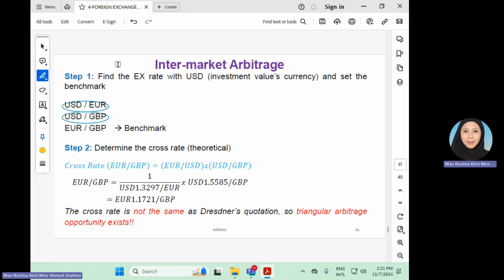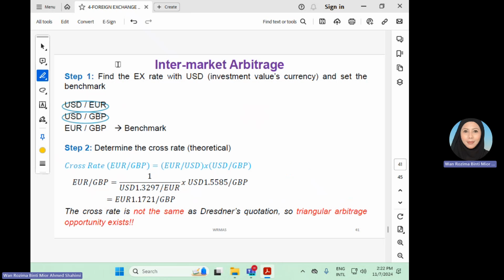Okay, so I repeat why we pick the third one: because we don't see the USD over there, because USD is my initial investment. Once you get this euro against British pound, then I use it as the benchmark, so I bring it down as my cross rates. So step 2, find the cross rate. Euro against British pound based on our benchmark equals euro against USD.